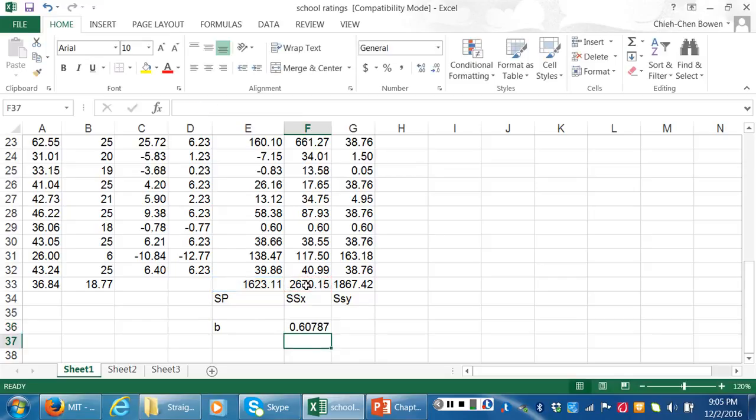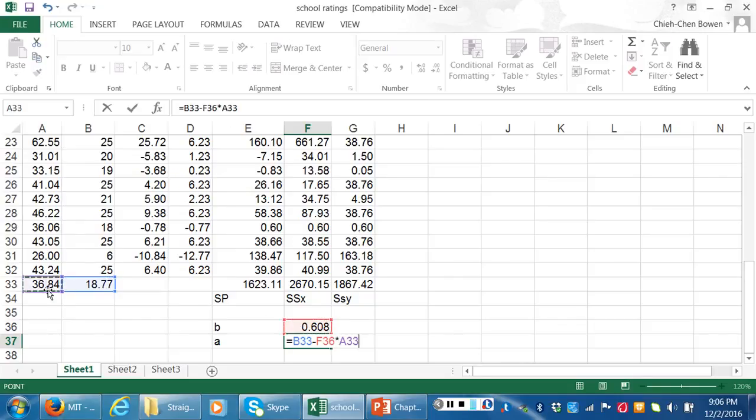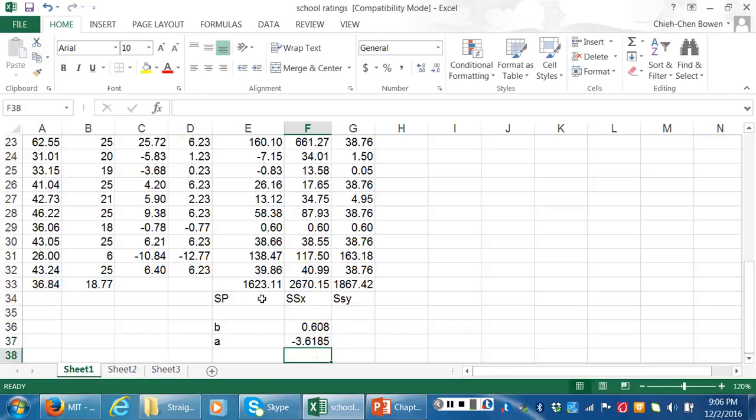So 0.6078, and if you decrease the number of places after the decimal, in SPSS they reported 3 places, so let's keep it at 3 places here too. Intercept is going to be y bar minus b times x bar. Okay, and keep it 3 places after the decimal, negative 3.619 as the intercept.